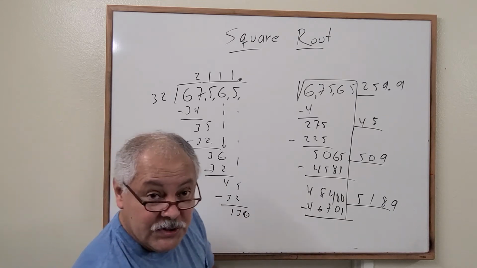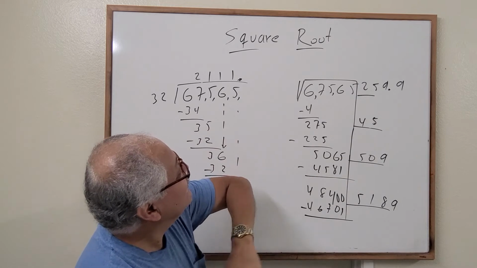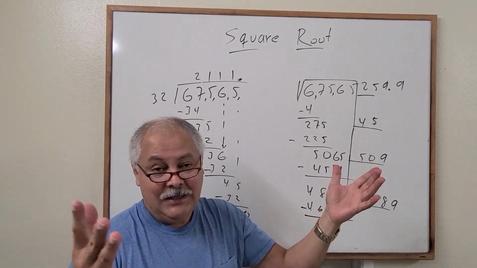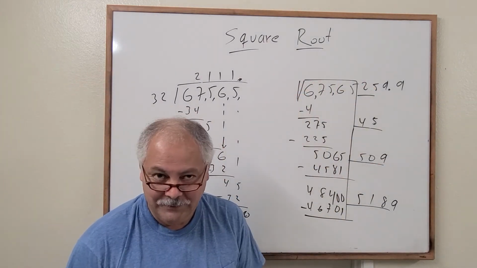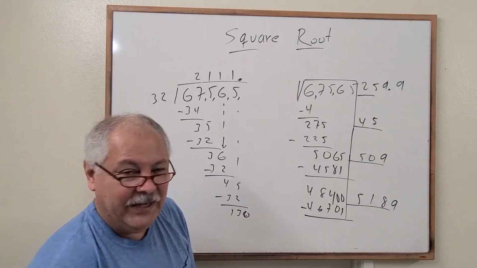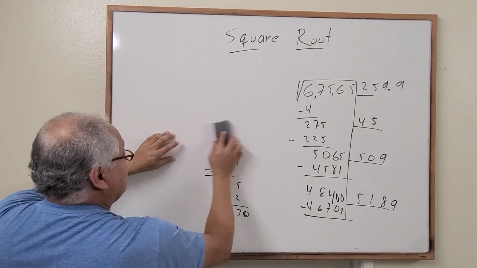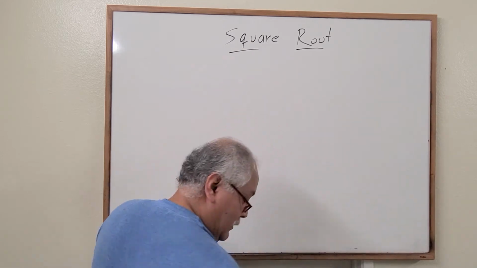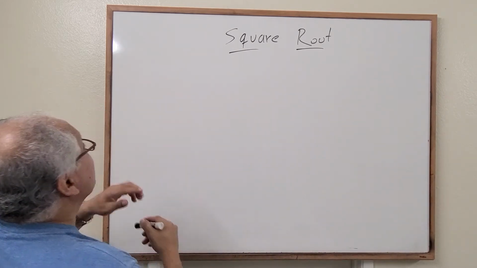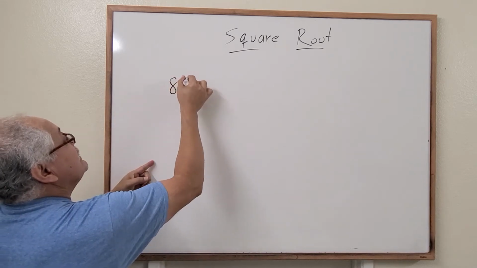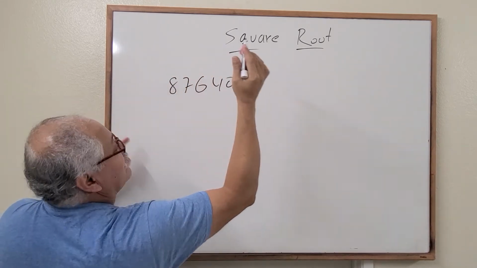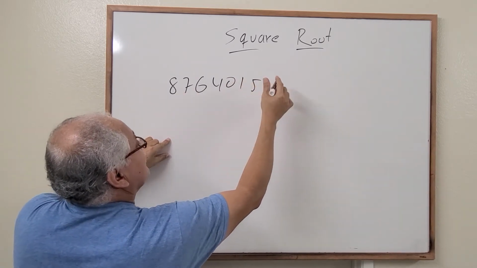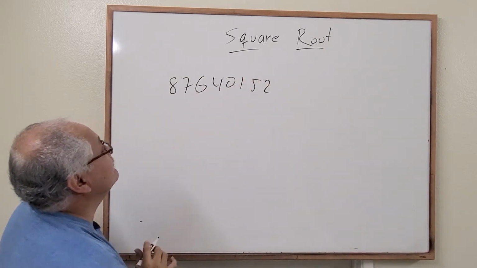Okay, let's do another example. Right here we have 5 digits. Let's take 8 digits, 10 digits, it doesn't matter. Okay, let's say 8 digits. And let's follow the same steps. Perfect. Let's say 8 digits: 8, 7, 6, 4, 0, 1, 5. How many? 1, 2, 3, 4, 5, 6, 7, 8. Okay, perfect.